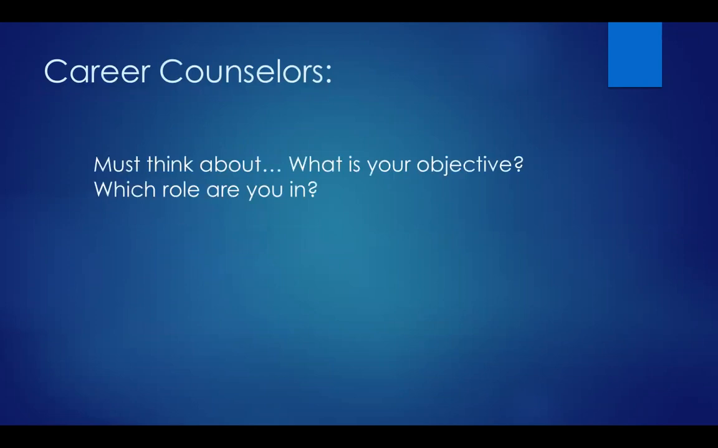So career counselors really run the gamut of different types and different interventions. And career counselors must think about, what is my objective as a career counselor? Which role am I in? And there are different roles that your book talks about. Some career counselors are in the developmental role. This might be a career counselor in a high school or middle school, where they're looking to help students, clients maximize their options, getting different kinds of experiences which will help them discover and develop their potential. So this would be a developmental role, helping people broaden their perspective and try to figure out where they're at and what they want to do.